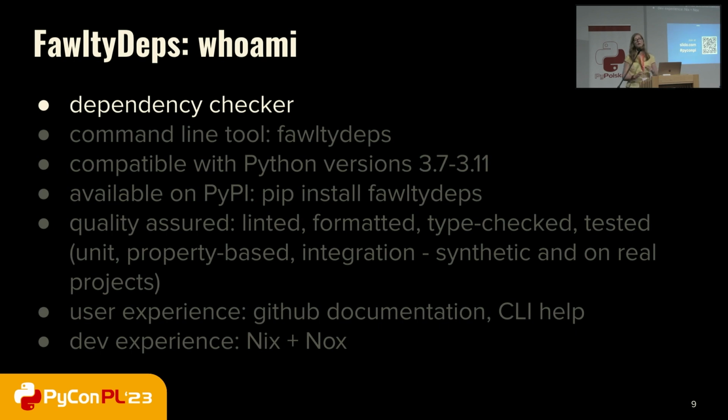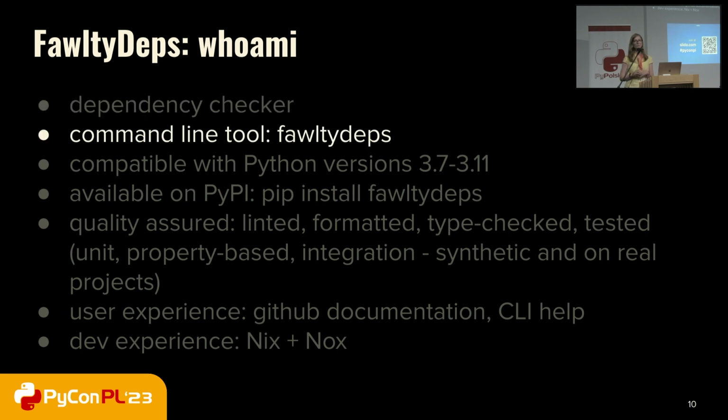Okay, so what exactly is FawltyDeps, and where does it sit in the landscape of similar tools? It is a dependency checker, so it is a bit like a linter, but not a linter, a bit like a type checker, but it does not check types. It checks a different area of our Python project: whether the dependencies and imports match. And it is a command line tool, so you can simply run it in your terminal.